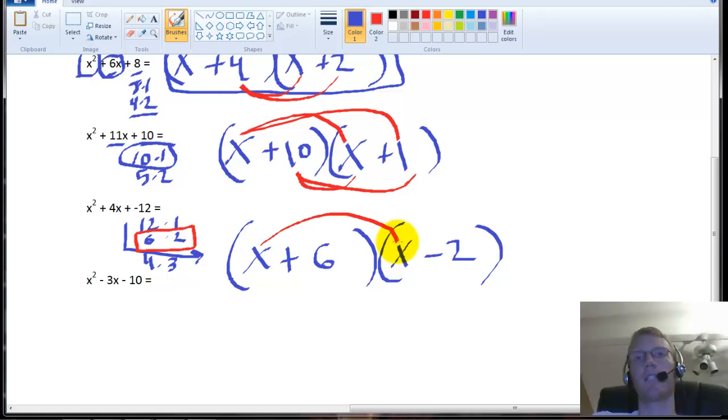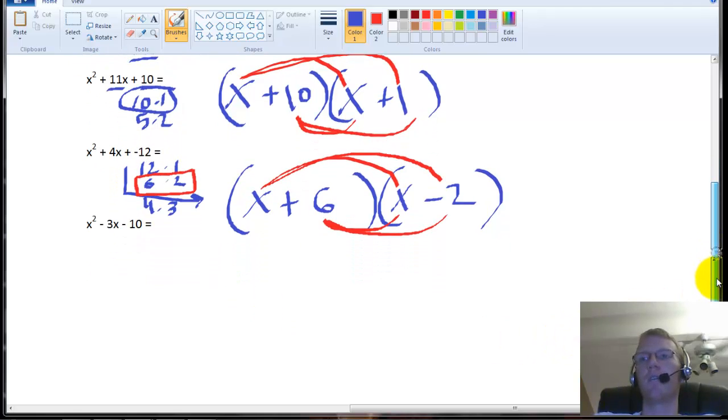Let's check it. X times x is x squared. X times negative 2 is negative 2x. 6 times x is positive 6x. So here we have a positive 6x. Here we have a negative 2x. And we know that negative 2x combined with positive 6x is positive 4x. And the last times the last, 6 times negative 2, is negative 12, which gives us the last value.